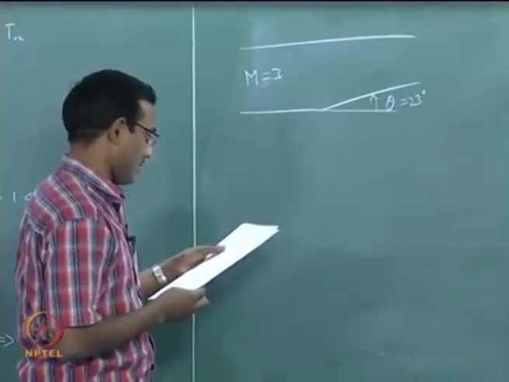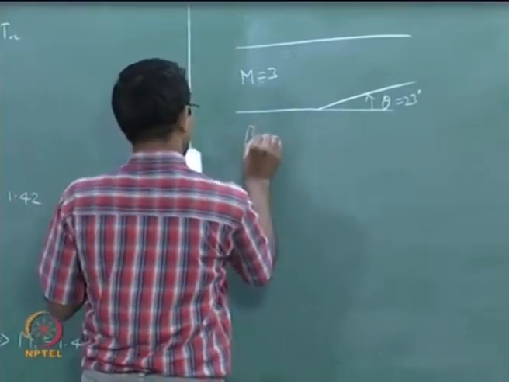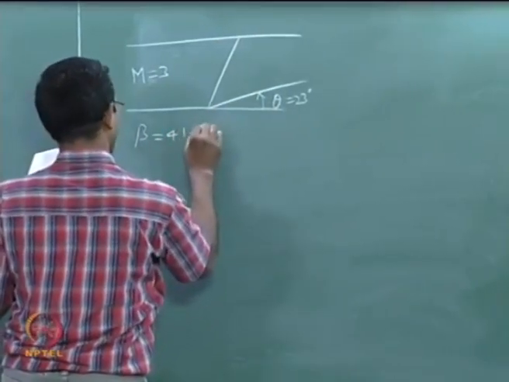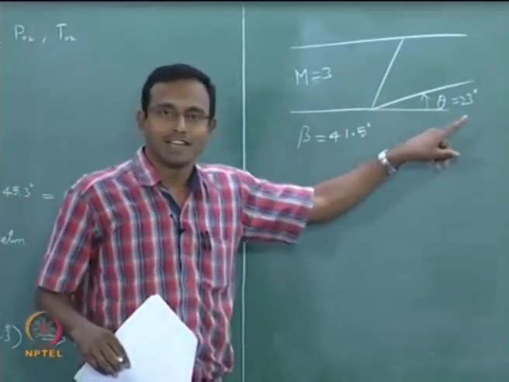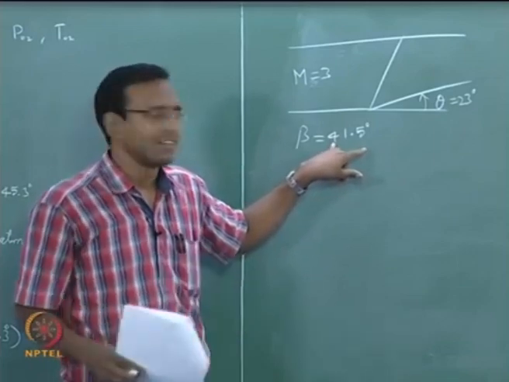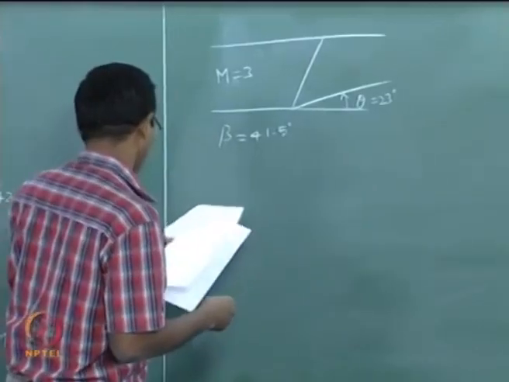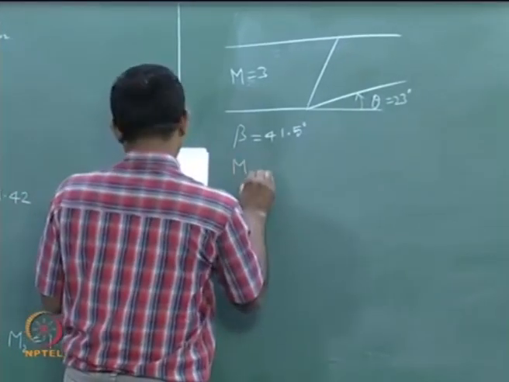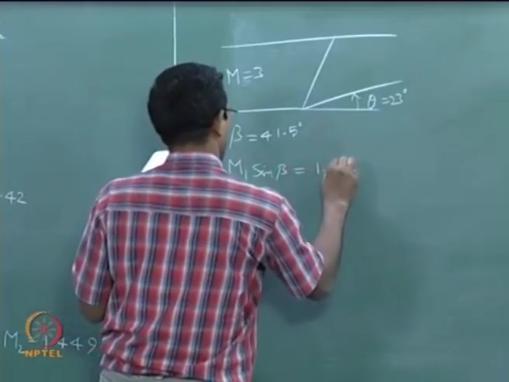Okay. Now, I will find that for this case theta equal to 41.5 degrees. Compared to the previous problem, it is slightly higher angle, so this number is also higher. Previously it was 37 and now it is 41, okay, slightly higher number. Okay. Now, from here I am going to find M1 sin beta, this comes out to be 1.988.